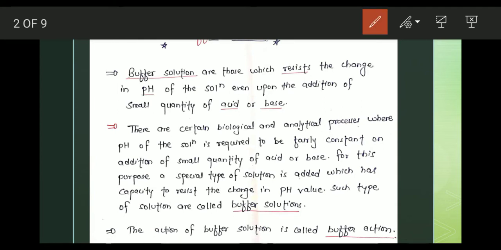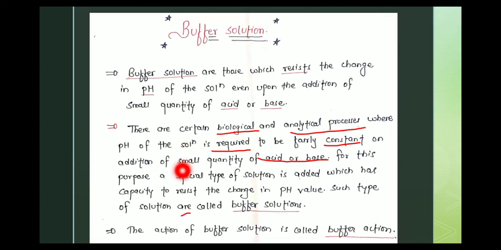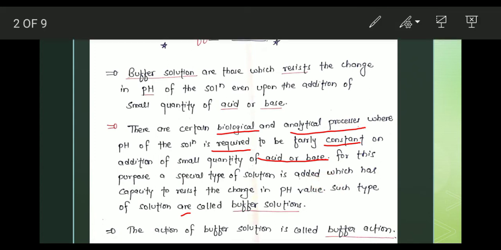There are certain biological and analytical processes where the pH of the solution is required to be fairly constant on addition of a small quantity of acid or base. For this, a special type of solution is added which has the capacity to resist the change in pH value. Such solutions are called buffer solutions. Clear your concept, guys.